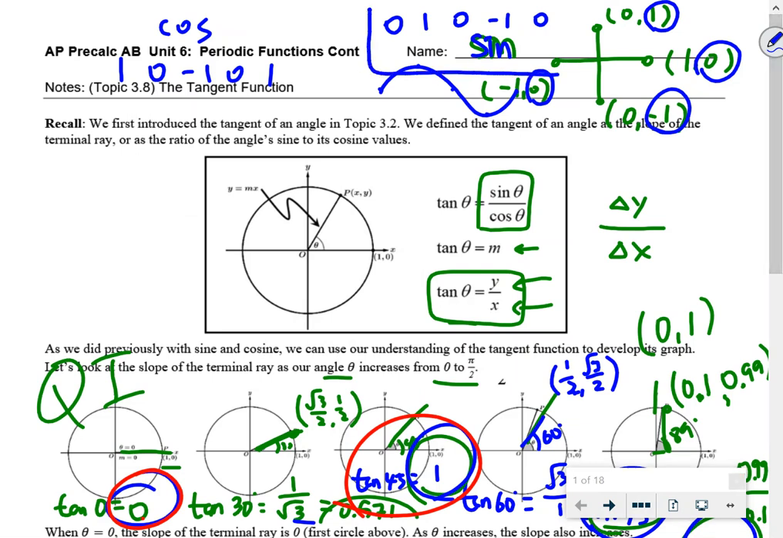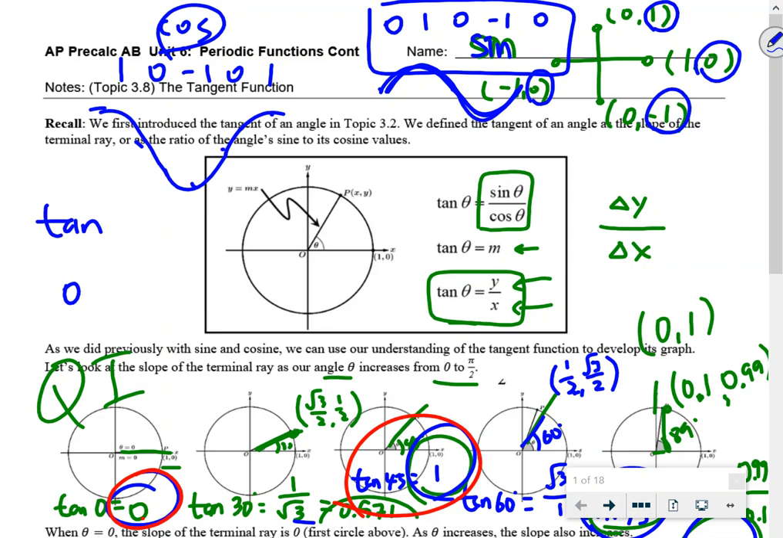Go back to sine. For sine, I told you to do 0, 1, 0, negative 1, 0 for the pattern, something like this. For cosine, I was doing 1, 0, negative 1, 0, 1, so I'm getting something like this for cosine.